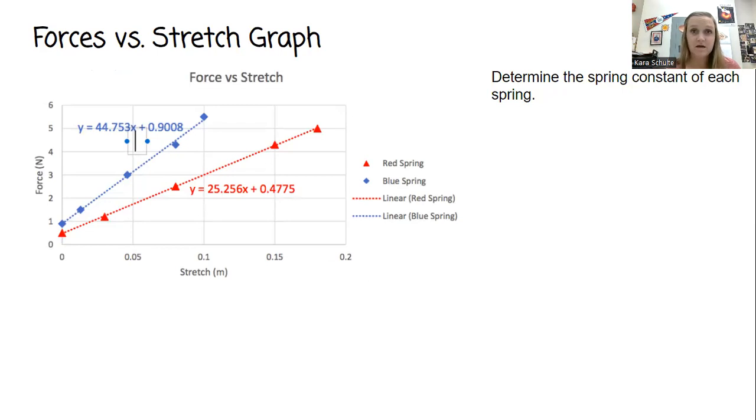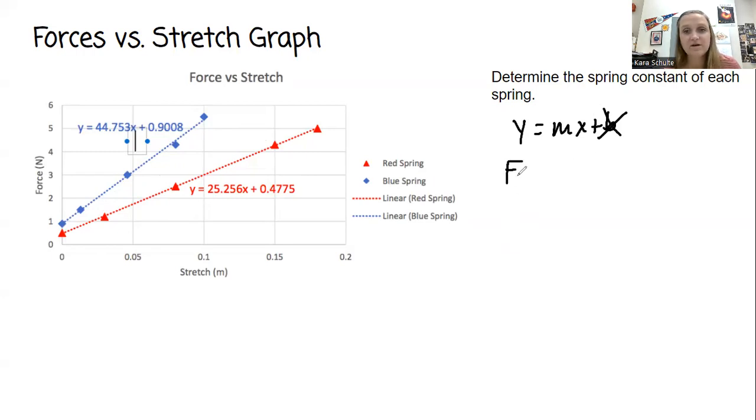So looking at this, I'm going to start with a linear equation again. We've got y equals mx plus b. Now here we do have a b value. I'm just going to ignore that for this case because it represents just the initial force you need to stretch it at all. But we're not worried about that right now to determine our spring constant.